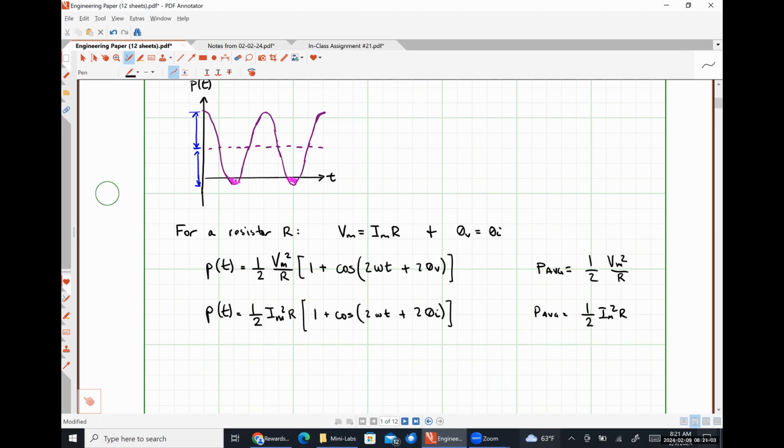So before we move on to inductors, anybody have any questions about where these relationships came from? Hopefully pretty straightforward. All right.